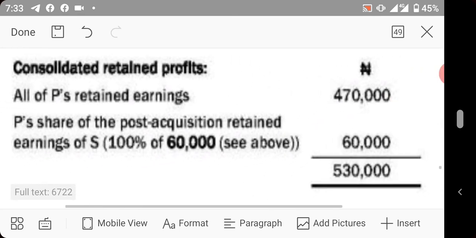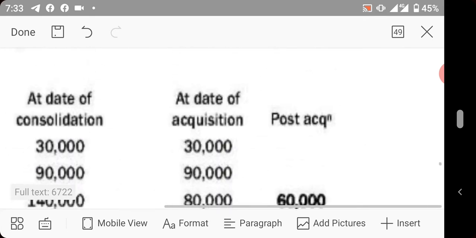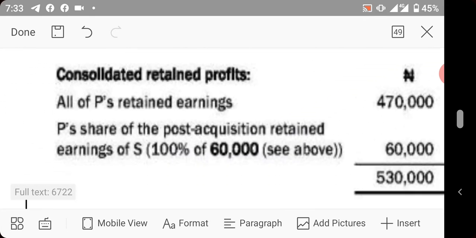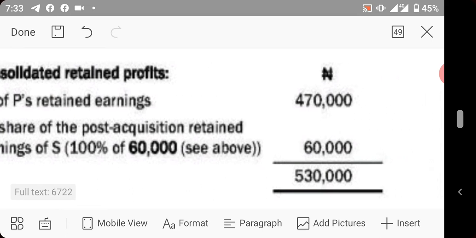Now, the parent company will take its percentage of the post-acquisition. The post-acquisition is 60,000. Look at it. So the parent company will take its percentage. So how many percent does P have in S? It is 100%. So 100% times 60,000 will give you 60,000. So when you add all this, it will now give you 530,000 naira. I hope that is clear.